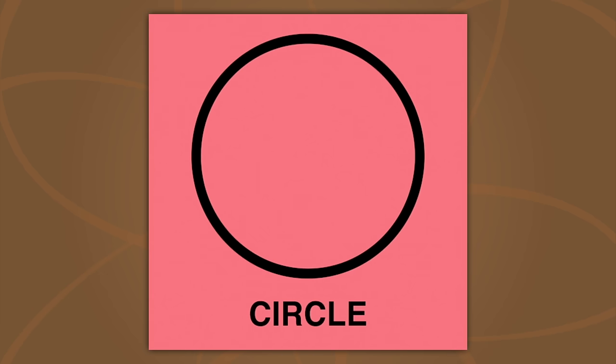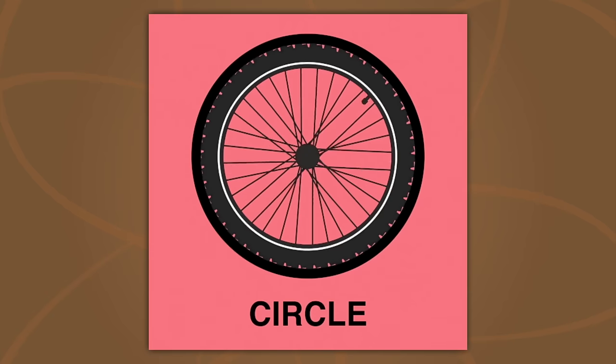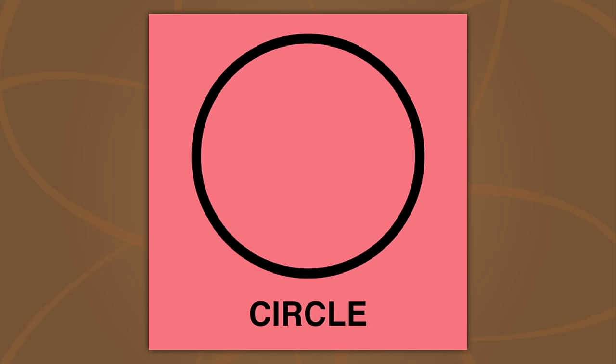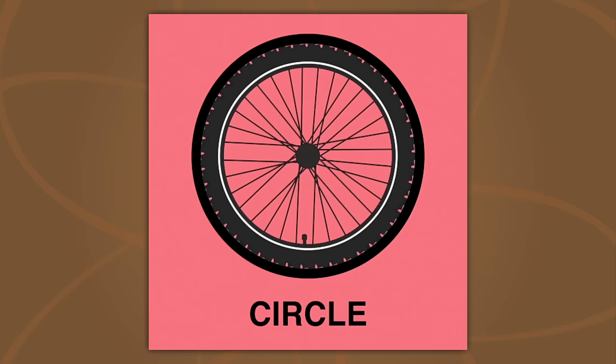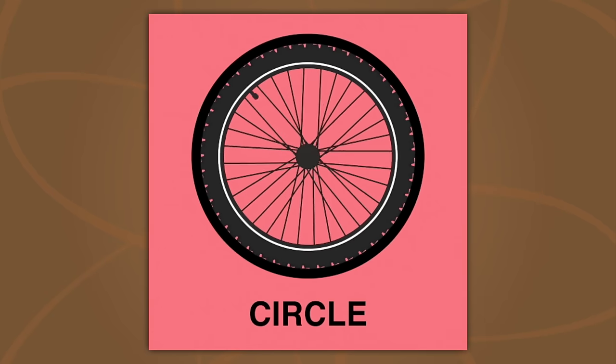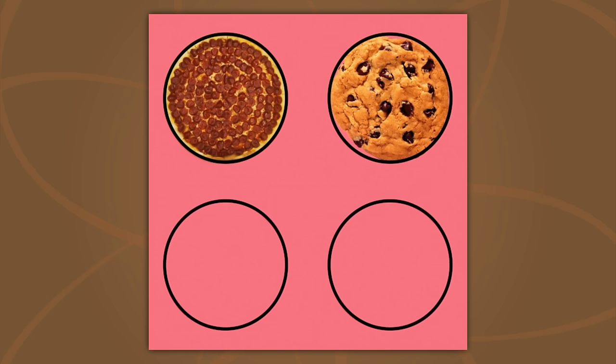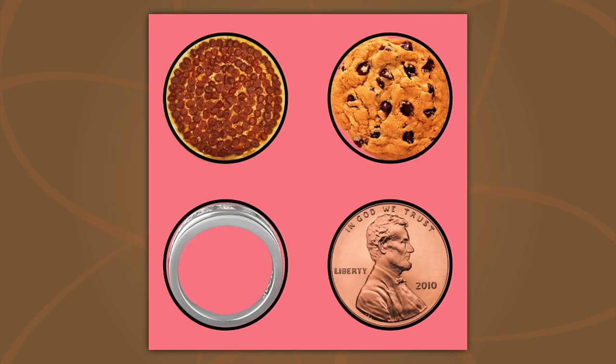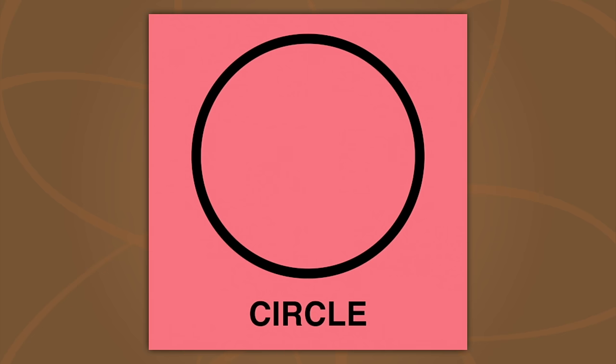A circle is a shape. It goes around and around. A circle is a shape. It goes around and around. It's like a pizza and a cookie, a ring and a coin. A circle is a shape. It goes around.